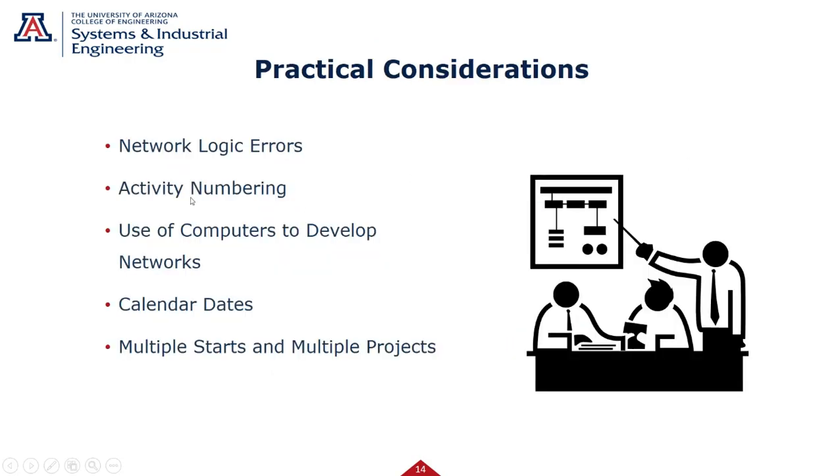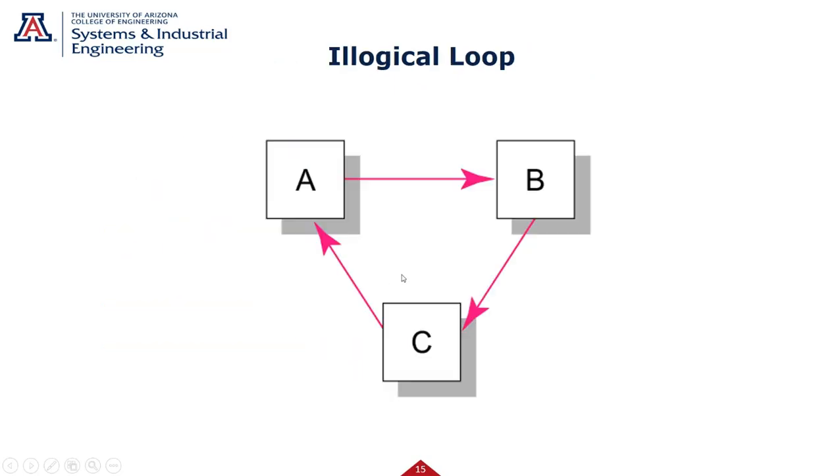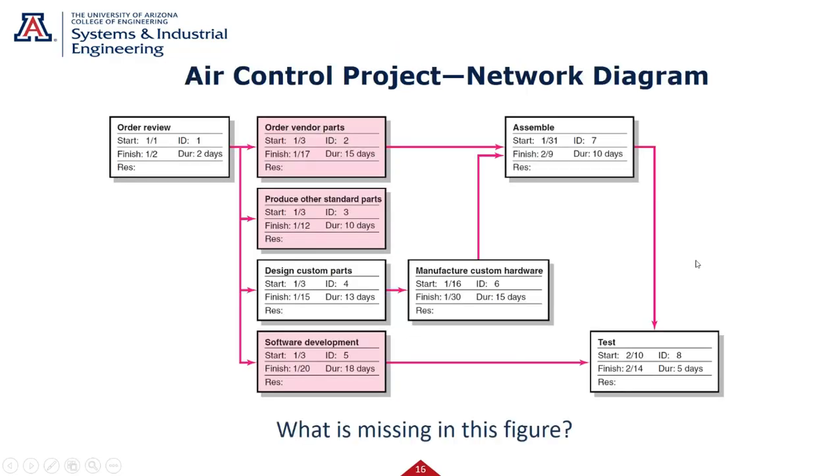Practical considerations on logic errors, activities, and things. Let's look at some of that. So you never draw a loop like this. That's illegal in these network diagrams. Let's look at this one. What do you think is missing here?